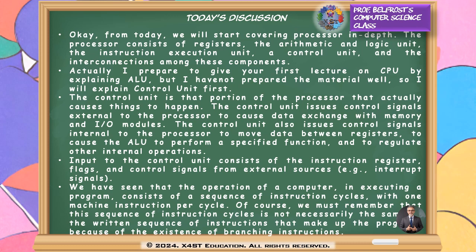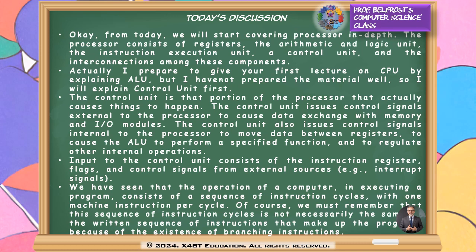The control unit is the part of the processor that actually causes things to happen. It uses control signals external to the processor to cause data exchange with memory and I/O modules. The control unit also issues control signals internal to the processor to move data between registers, to cause the ALU to perform a specified function, and to regulate other internal operations. Input to the control unit consists of the instruction register, flags, and control signals from external sources, like interrupt signals.